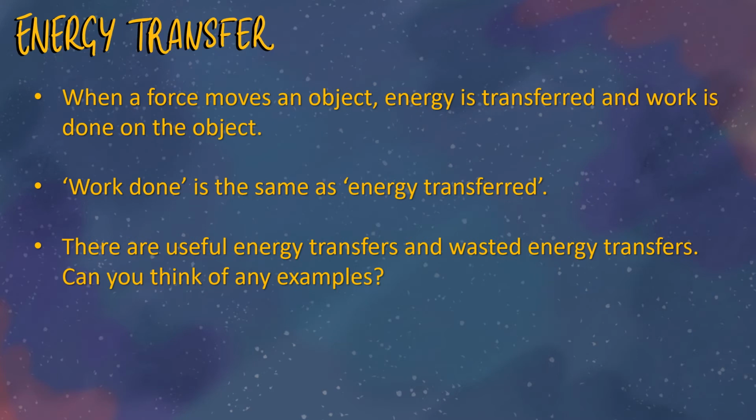When a force moves an object, energy is transferred and work is done to the object. So if you pick up your pen now to write in your book, that pen was just happily on the table. You have picked it up, you have transferred energy into that pen because now it is moving up off the table. And it is also gaining gravitational potential energy because you are taking it higher off the ground. So you have transferred energy into that pen, and that is what we call work done. So anytime energy is transferred, it is just called work done.